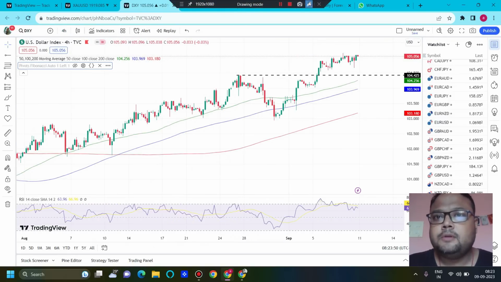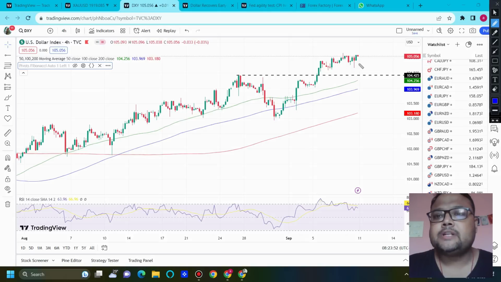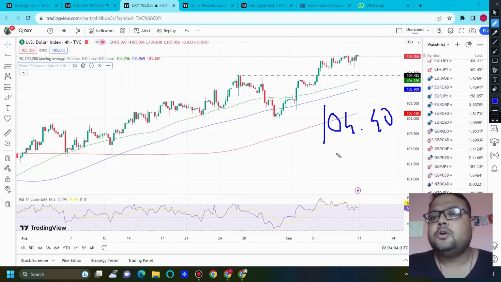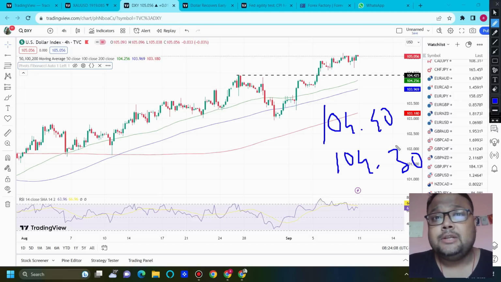In this type of market, whenever DXY comes down, you can expect that the market will take support and bounce. On Monday, if you see DXY forming a few red candles, then you can expect that 104.40 to 104.30 will act as the new support, because the previous high will act as the new support. Along with that, we also have the 50 moving average around this area.